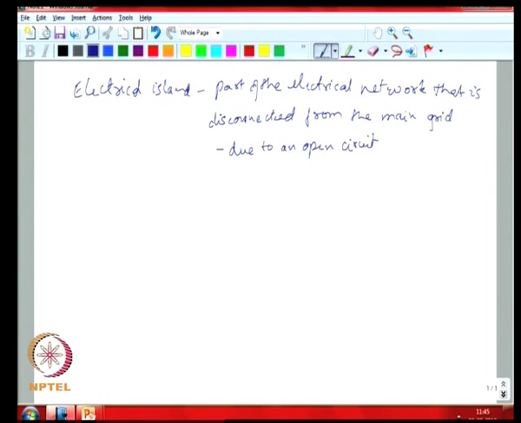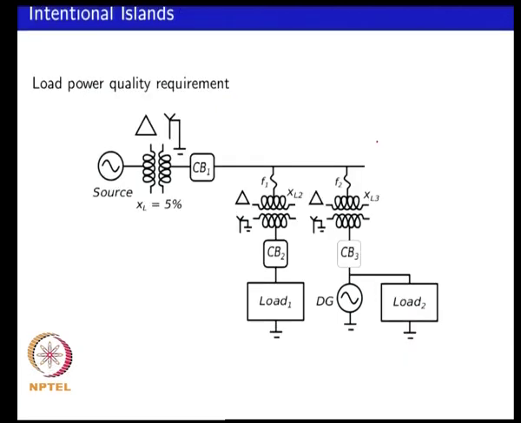If you look at an intentional island, the reason one would typically have an intentional island is power quality. The idea is you open, say, a breaker which connects to the main grid, and then your source can feed a local load when there is poor power quality in the main grid. So, you want to isolate yourself from the main grid and continue to feed higher quality power to your load in a dedicated manner. So, there might be reasons why you intentionally operate as an island.